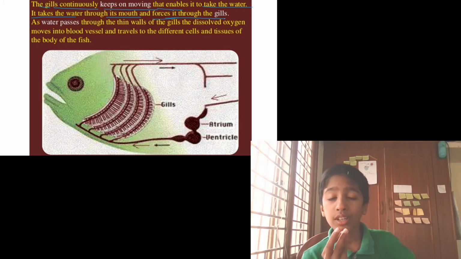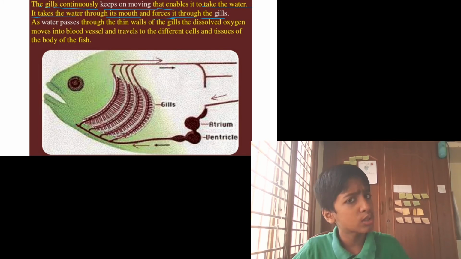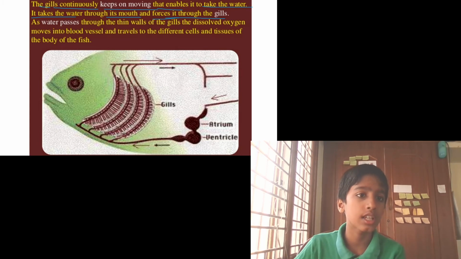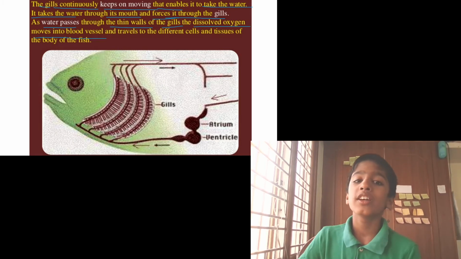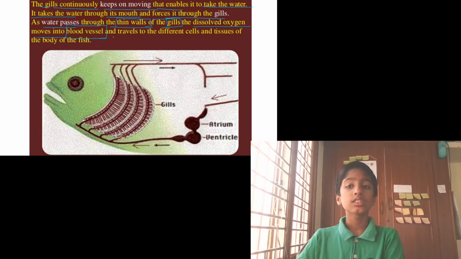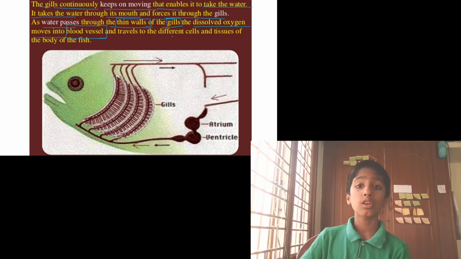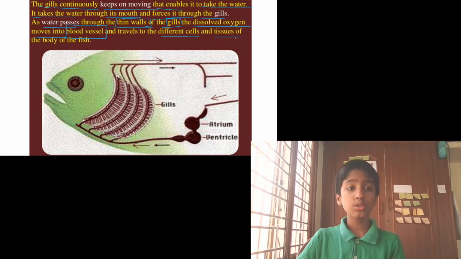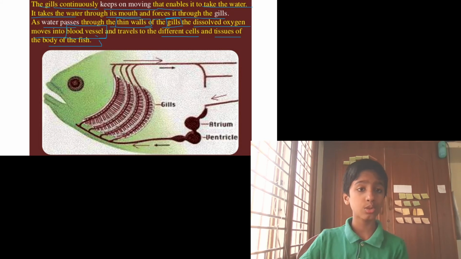Firstly, the fish will take the water through its mouth and force it through the gills. As the water passes through the thin walls of the gills, because the gills have thin walls, the dissolved oxygen moves into the blood vessels and travels to the different cells and tissues of the body.